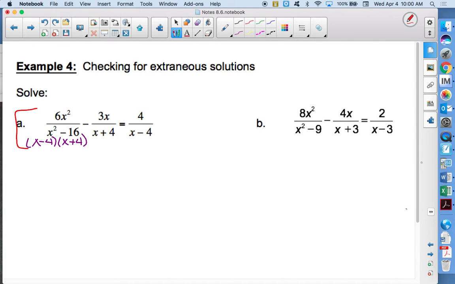So the process to solve an equation is to take that least common denominator and multiply both sides of the equation by the least common denominator. That keeps it equivalent. So x minus 4, x plus 4 on both sides. And if you want to place it over 1, you can. You don't have to.